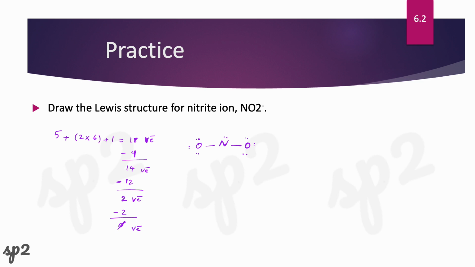Now, looking at your structure, is that the best or can we do better? Yeah, I haven't checked the octet. The next step is checking the octet. And as you can see, your nitrogen has only 6 electrons. So I can borrow electrons either from the left oxygen or from the right oxygen, right, to make a double bond. And that will be here. So either I have N double bonded with the left oxygen or double bonded with the right oxygen, right? They are equivalent. They are exactly the same.